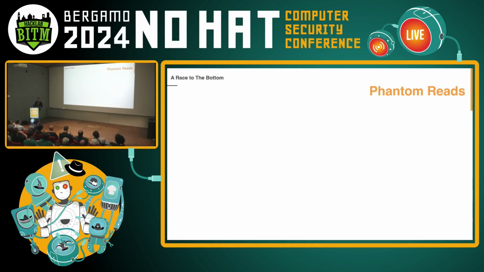While non-repeatable reads were concerned with repeated reads on a single entry, phantom reads are repeated reads on a set of entries, basically a read operation with some predicate attached to it. So again, we have the same scenario, two concurrently executing transactions. The second one will start off by reading all entries which are greater than 50. And at that time, let's say that those entries are A and B.